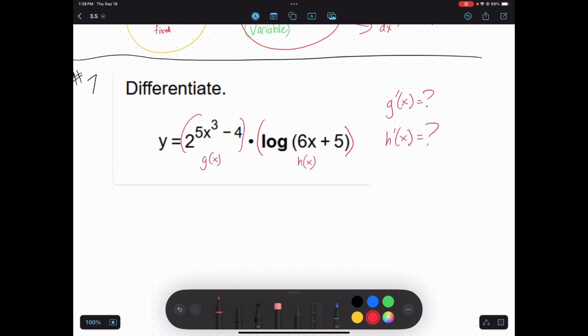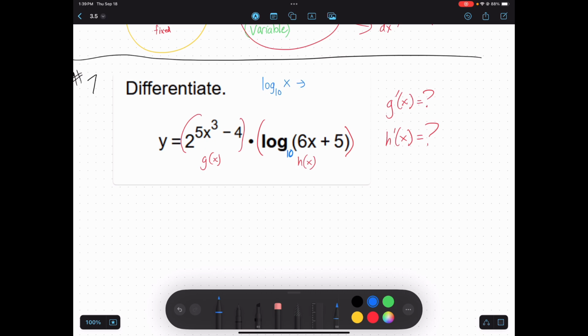Let's start with the simpler one. Let's start with h of x. H of x is just a log function. Notice it doesn't tell you what the base is. Is this base e? No, because then it would be the natural log, ln. So if it's just log without a base, remember that implies it's base 10. So this is log base 10. Well, the same derivative formula for log base a applies to log base 10.